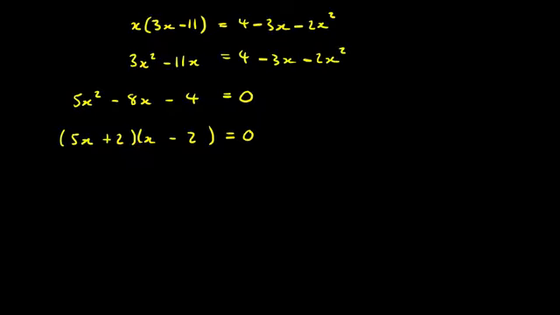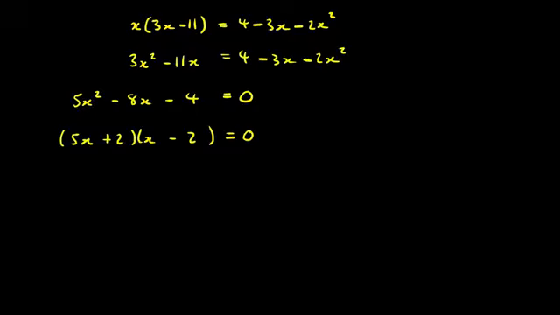Of course, you can use a calculator, but I always think it's helpful just to keep explaining that as well. So we've got two solutions. We've got x = -2/5, and we've got x = 2. By the way, actually, just before I do that, I'll just explain a quick step.